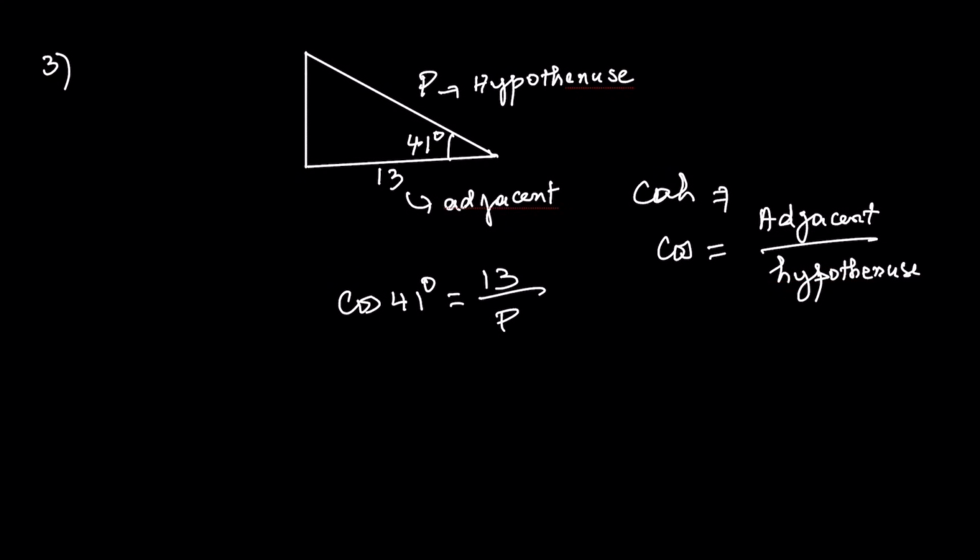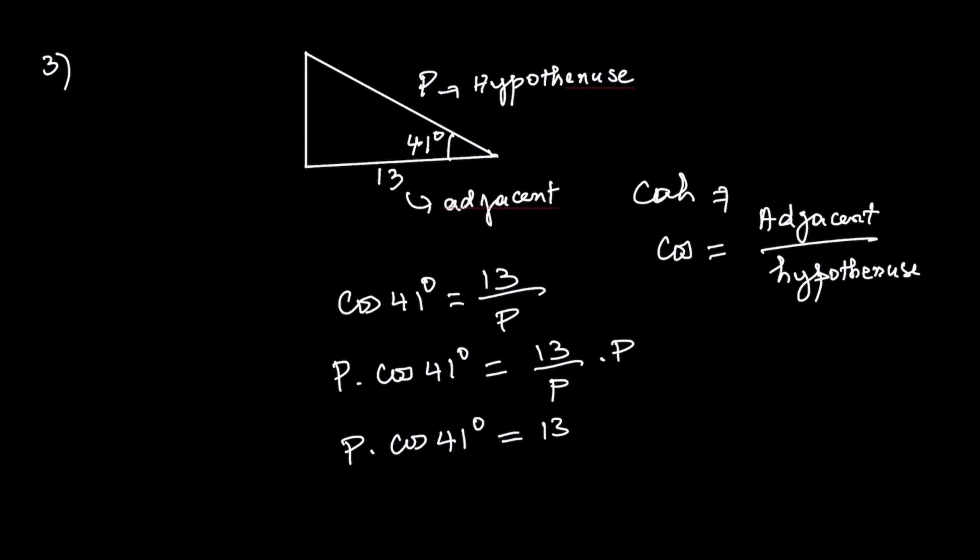The unknown is on the bottom, so we solve in 2 steps. Step 1, multiply both sides by P. P times cosine of 41 equals 13. Step 2, divide both sides by cosine of 41. P equals 13 divided by cosine of 41.